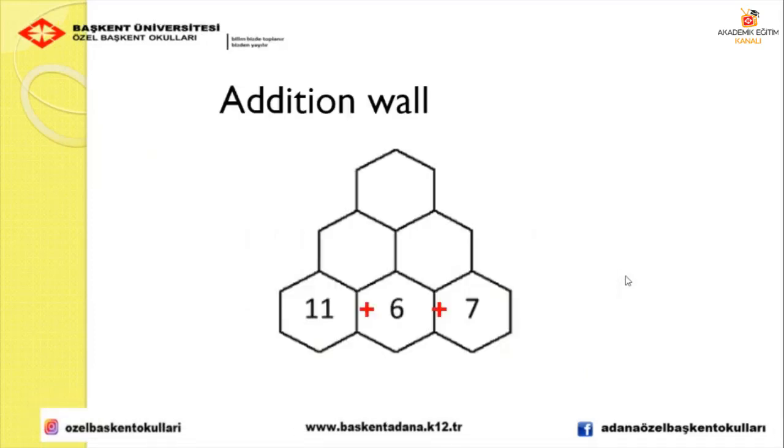Addition can be very fun if you practice and complete an addition wall. This is an addition wall. We will add up the numbers next to one another. So 11 plus 6 equals 17. And 6 plus 7 equals 13. 17 plus 13. How much is that? You are right. It's 30. Well done.